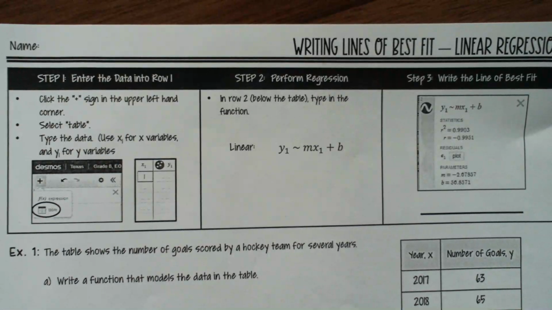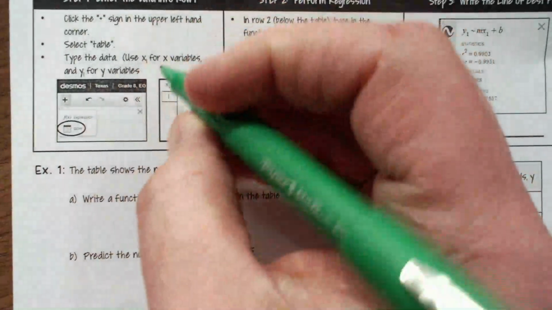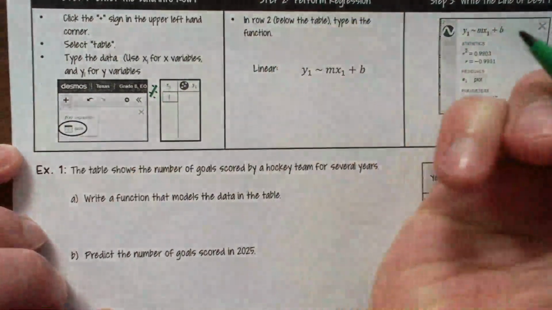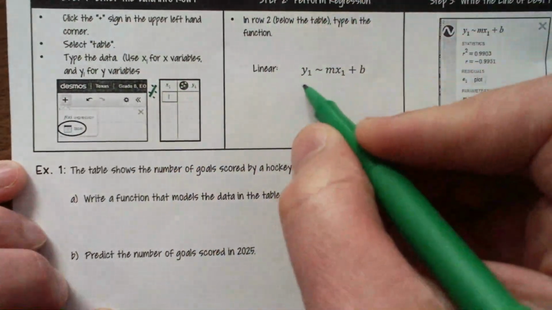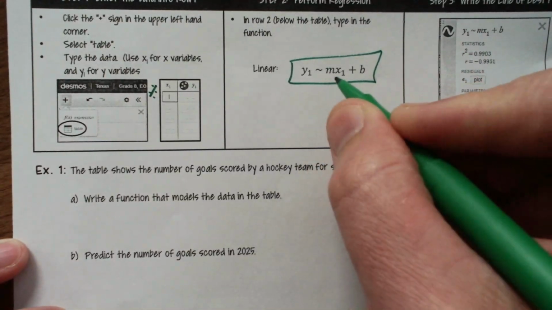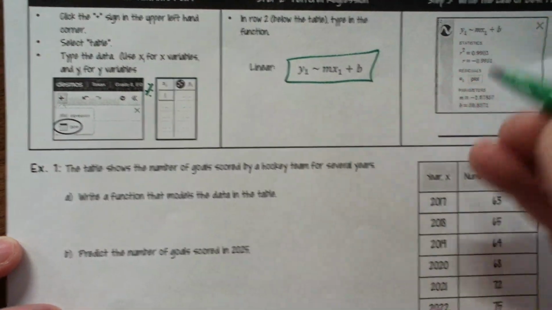Okay, today we're looking at how to write lines of best fit using a linear regression. Remember, when you type up your table, you will have a little icon right here on the side in order to do your regression. Otherwise, we can also use this formula, y1 tilde mx1 plus b, okay?